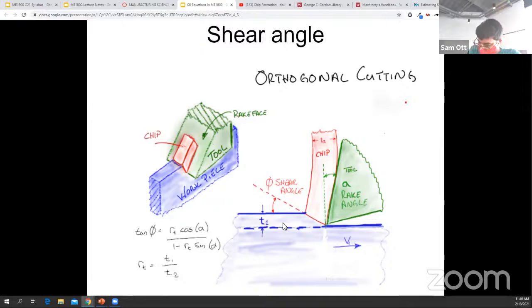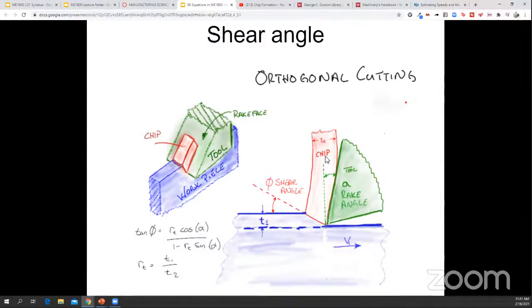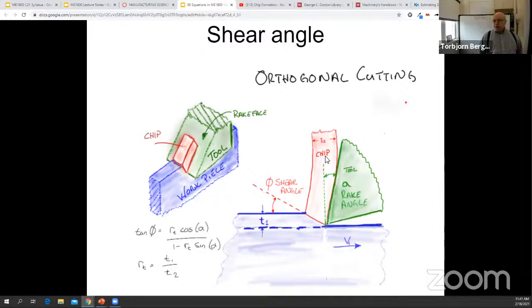How do we know the uncut chip thickness? It's the feed times the cosine of the side end cutting angle. How do we know what the chip thickness is? Yeah, you answered the first question correctly. Second question is, how do we know what the chip thickness is? There's a hint in your kit. Do you not just have to measure it with like a caliper? Yeah, you pick the chips up off the bottom of the machine tool.